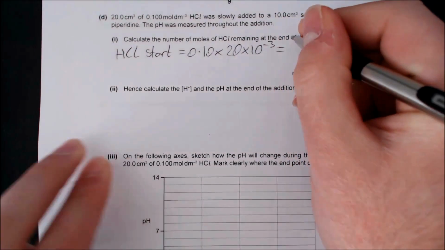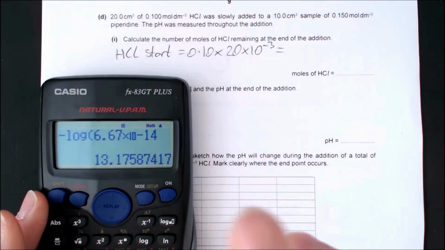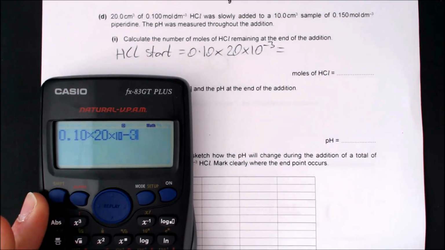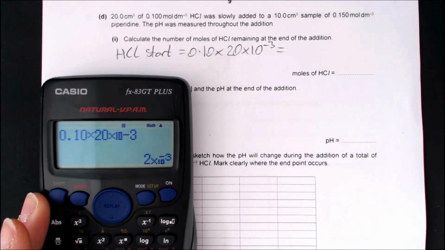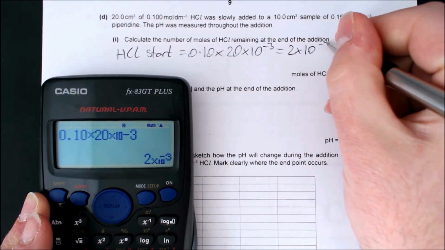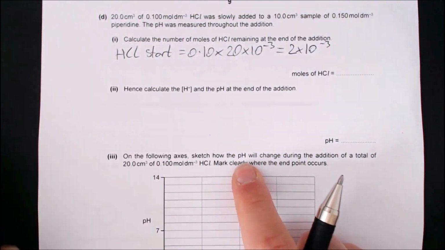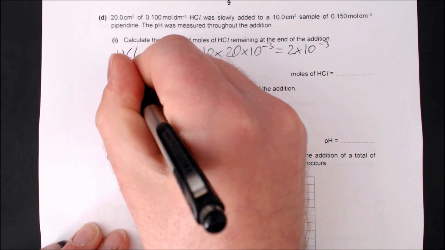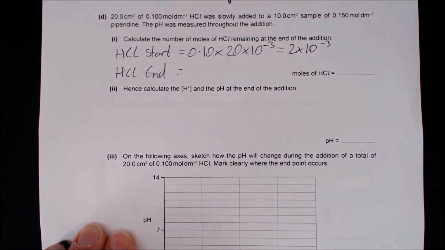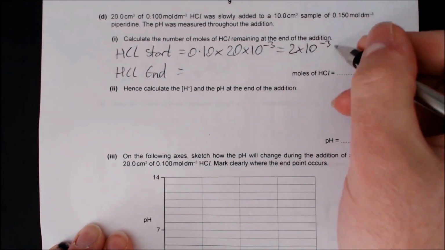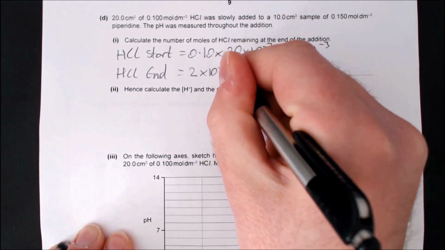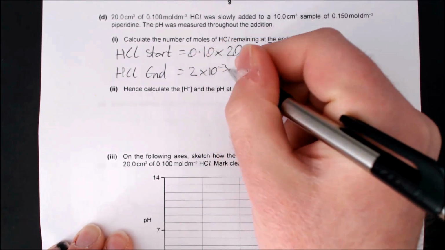And then we put that on our calculator to work out how much we have at the start. 0.10 times 20 times 10 to the minus 3. There you go, 2 times 10 to the minus 3. Right, and then we need to work out how much we have at the end. So HCl at the end, after we've mixed the two together. We're going to take this amount that we had at the start, 2 times 10 to the minus 3, and subtract how much actually reacted.